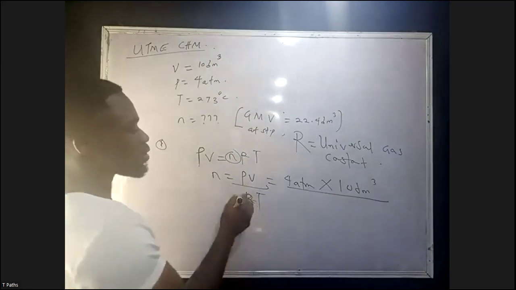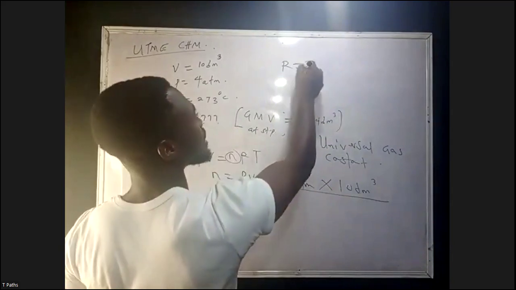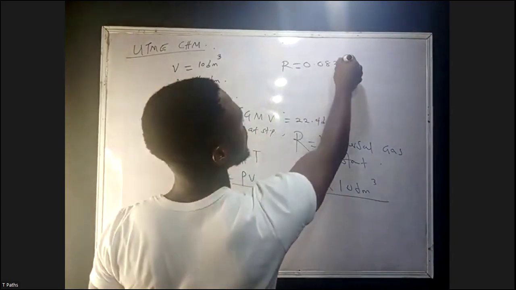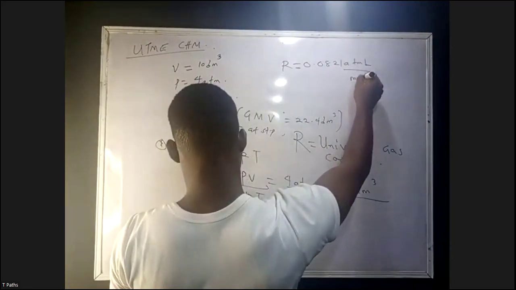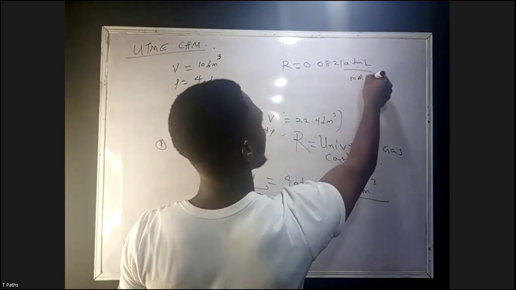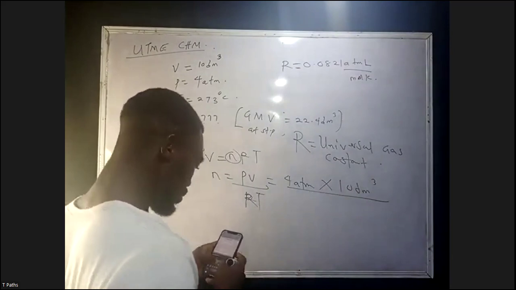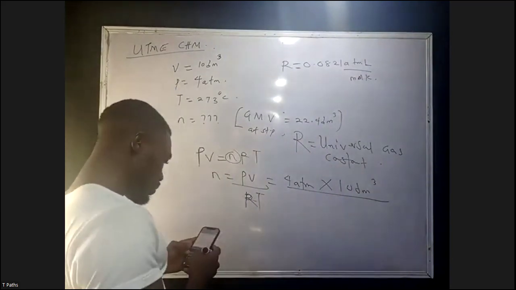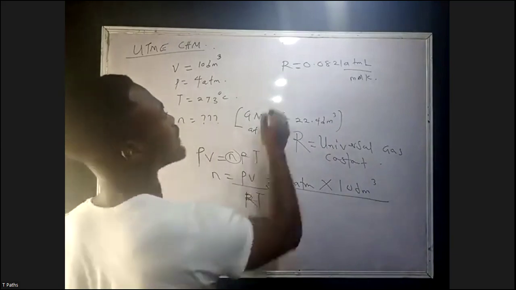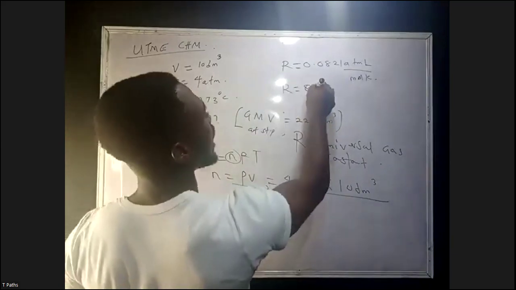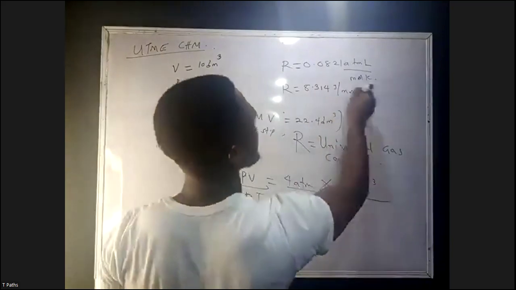Now, what is the value of the universal gas constant? The value of the universal gas constant is 0.0821 atmosphere liter per mole per Kelvin. Also, R is 8.314 joule per mole per Kelvin. This is the SI unit.